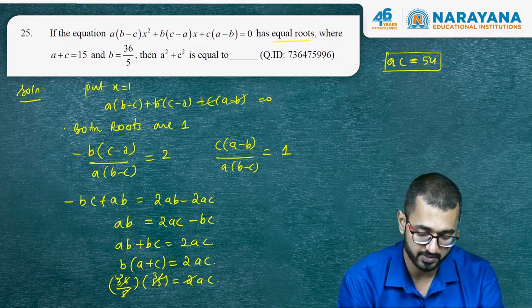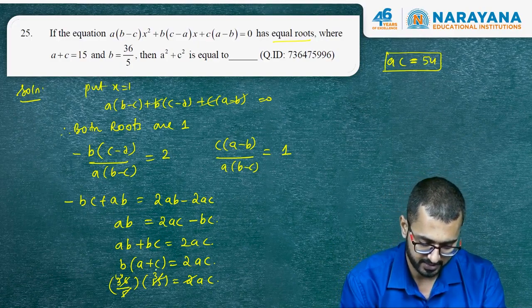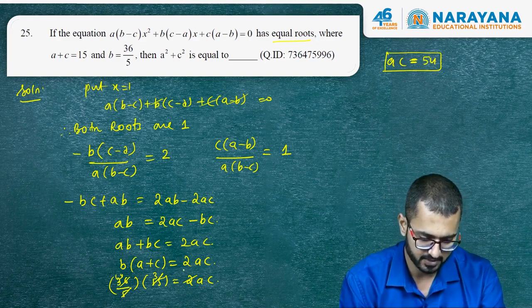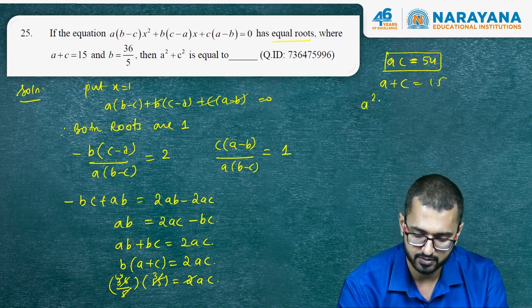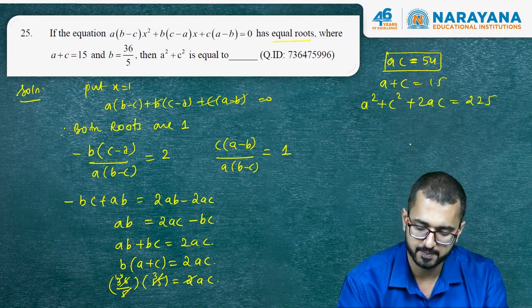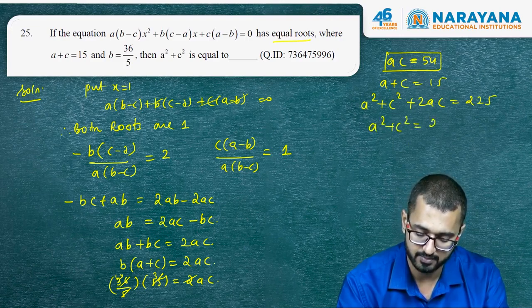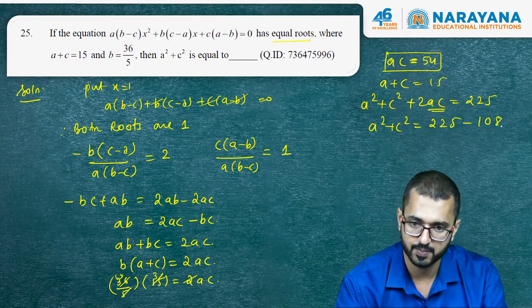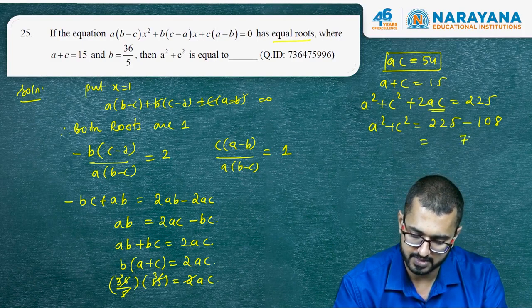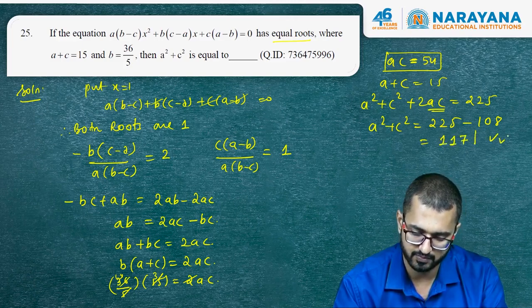Now we have to get A square plus C square. That means I should be using A plus C, which is given to be 15. So let us square this. A square plus C square plus 2AC is equal to 225. We already have got AC as 54. So A square plus C square will become 225 minus 108, which is 54 into 2. So the answer should be 117 then.